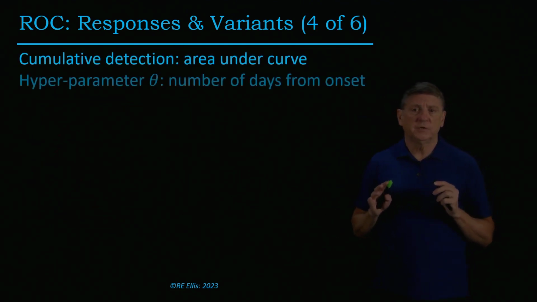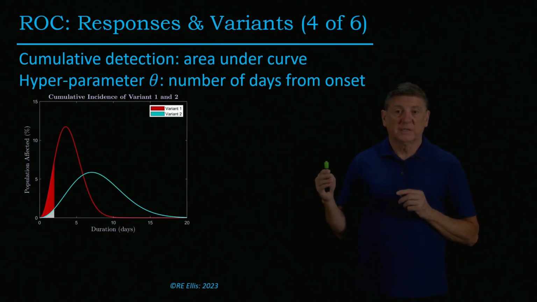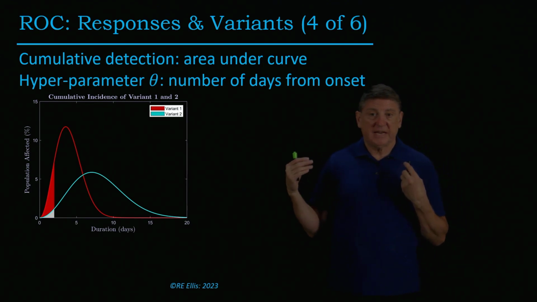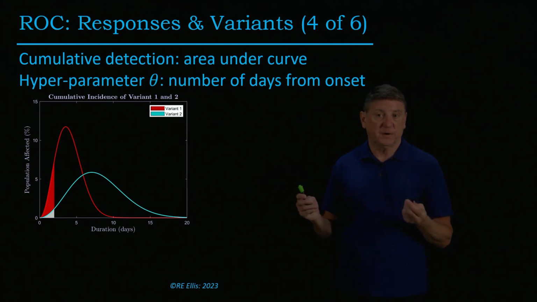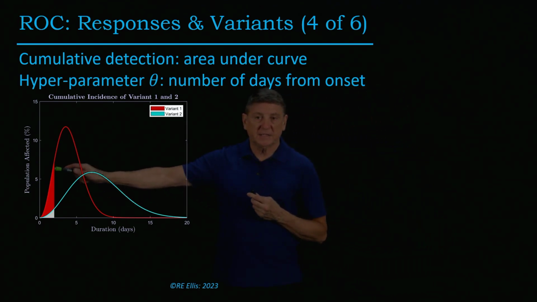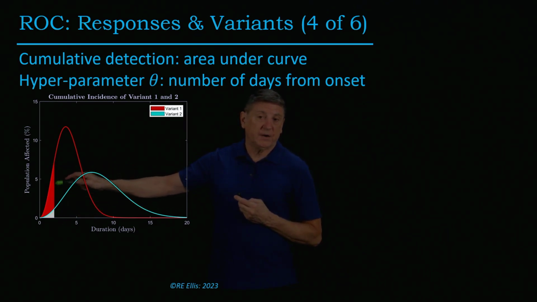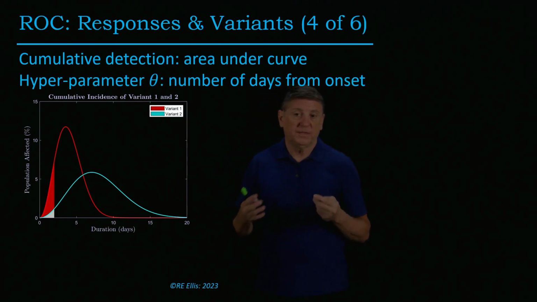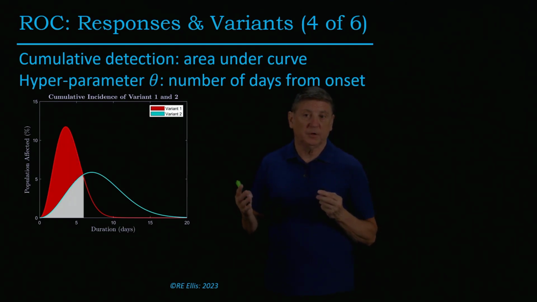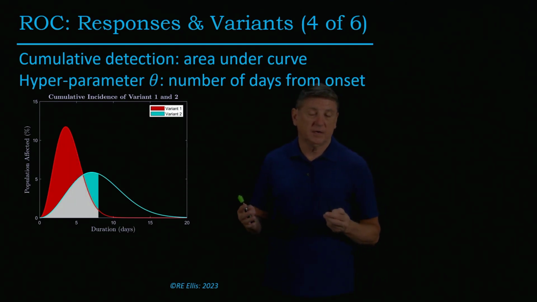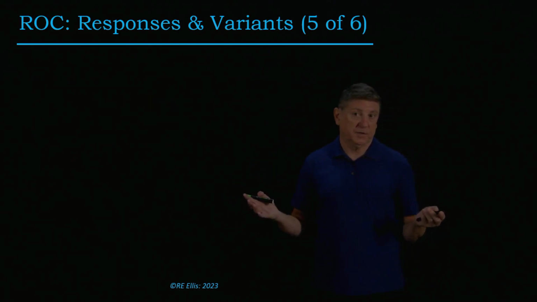Well, what we can do is we can say the cumulative detection is the area under the curve. So for example, we might say at day 2, how many people on average would have variant 1 versus variant 2. And what we would see is that after 2 days, quite a few people have variant 1, almost no one has variant 2. So we can look at the area under the curve as the value of interest. And then as we increase the hyperparameter, what we're doing is we're integrating under these curves, and we're collecting more and more people, and eventually everyone has been infected.